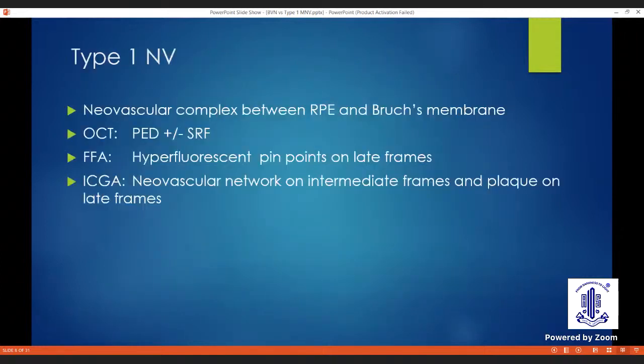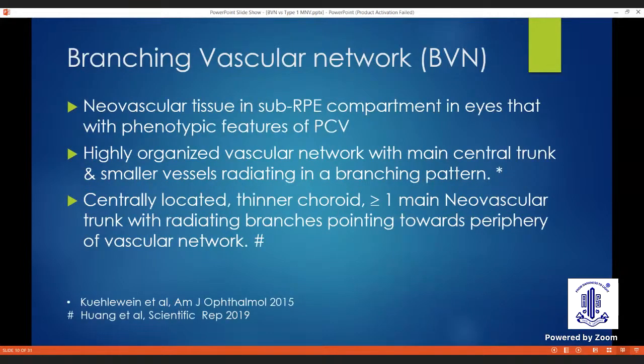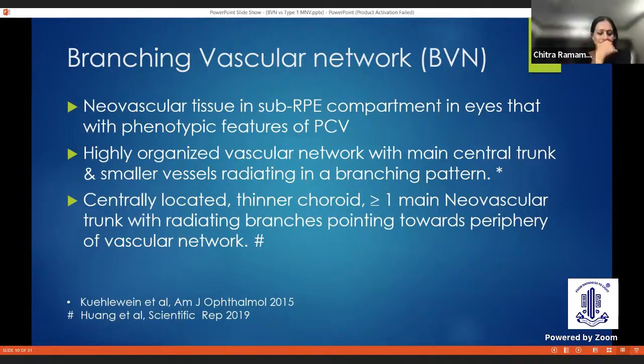So what is type 1 CNV? It has been defined as a neovascular complex between the RPE and Bruch's membrane. And this is very similar to the definition of BVN as proposed by many authors. So any neovascular network in the sub-RPE compartment, in eyes that have typical phenotypic features of PCV. So here now, indirectly, we have to pick up phenotypic features to call it BVN, otherwise it should be labeled as type 1 CNV.